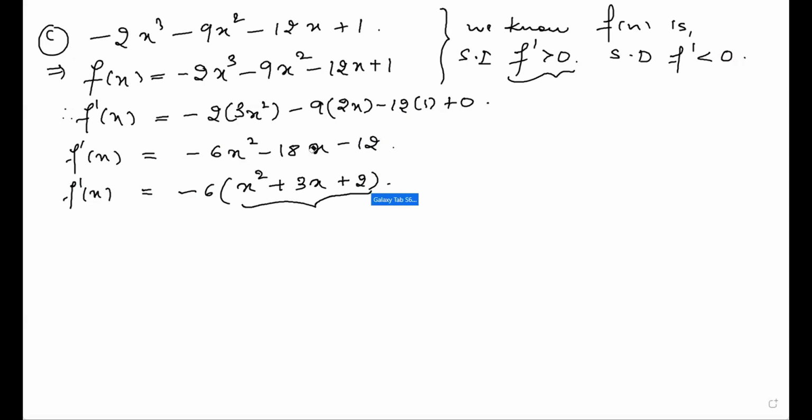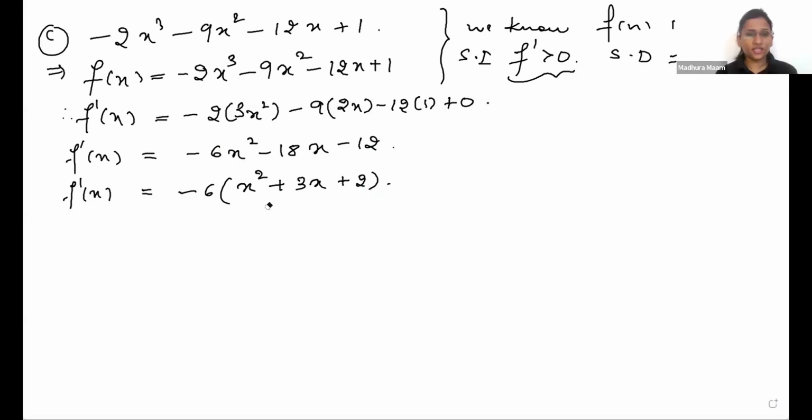Yes, ma'am. So first thing, we got f dash now. Okay. So I got to know what is the value of f dash. I know that if f dash is greater than 0, it will be increasing. If it is less than 0, it will be decreasing.